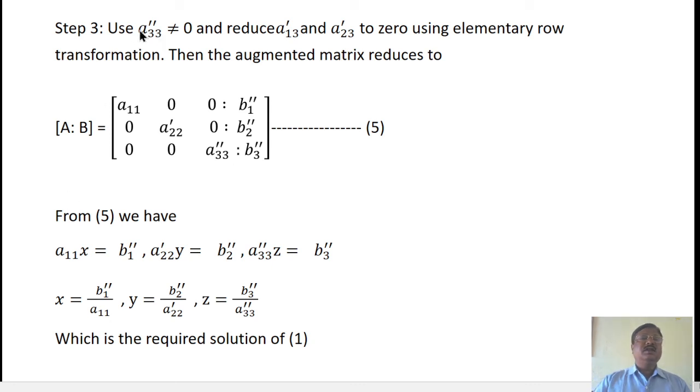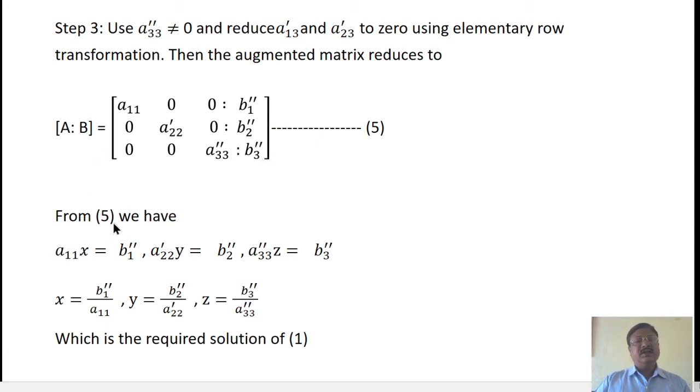Now step 3 consists of using a33 double dash not equal to 0 and reducing the elements a13 dash and a23 dash to 0, again using elementary row transformation. Then the augmented matrix reduces to A colon B is equal to a11, 0, 0, 0, a22 dash, 0 colon b2 dash and 0, 0, a33 double dash colon b3 double dash.